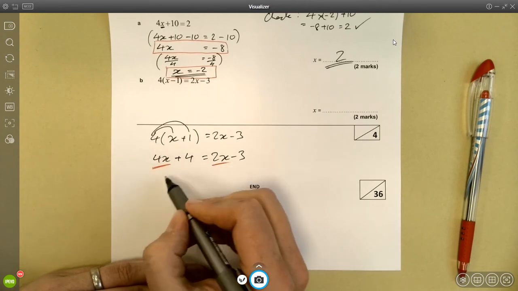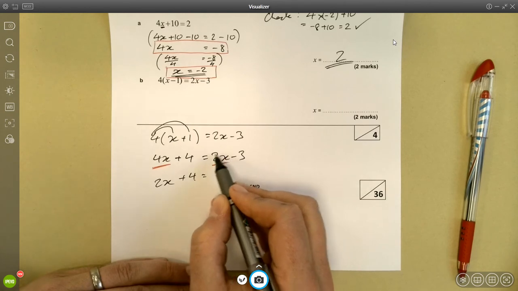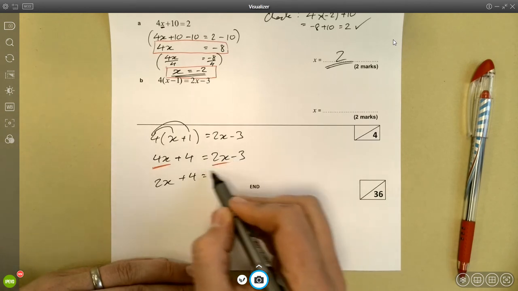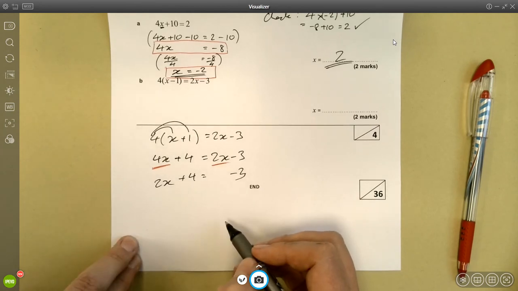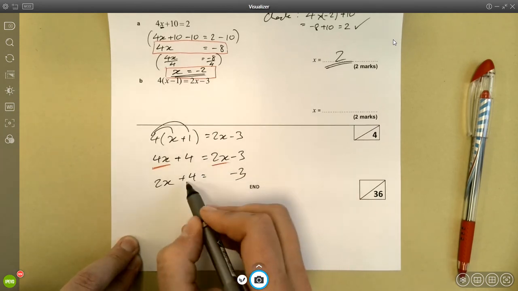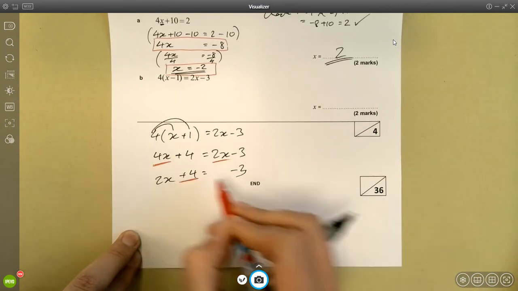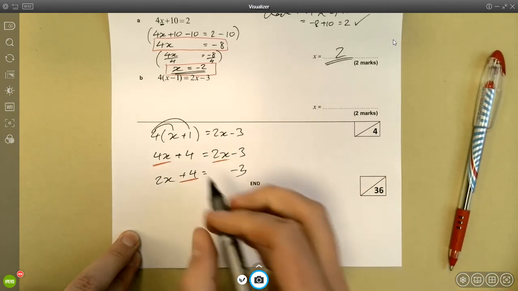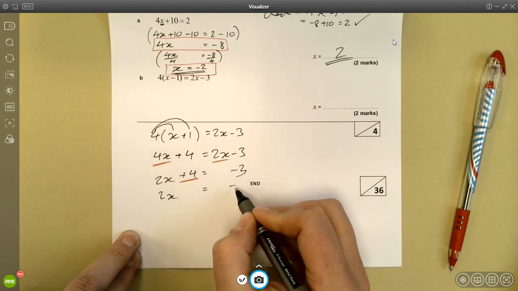4x take away 2x leaves us with 2x. It doesn't affect the 4 here. 2x take away 2x is nothing. I'm going to leave a gap, and then we've got take away 3. Alright, we want x on its own. We've got a plus 4, let's get rid of that. The inverse of adding 4 is subtract 4, so we're going to end up with 2x is equal to -7.